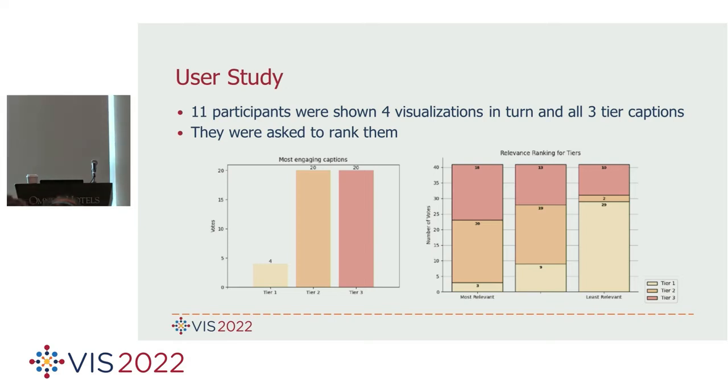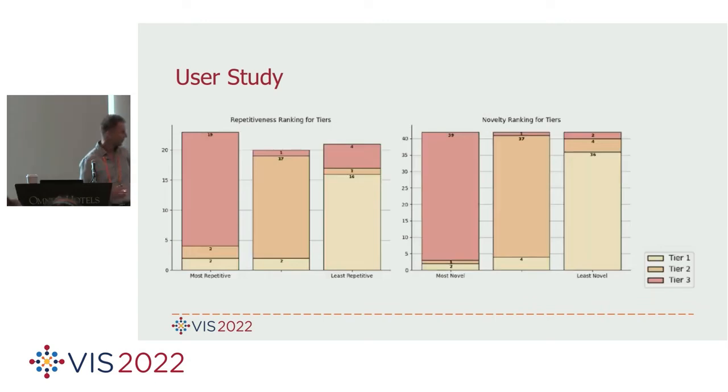Tier 2, 3, all rank the same. In terms of the relevance, tier 2 and tier 3 were almost the same too, in terms of what it gave out to the data, I guess. And then 2 more we did on the repetitiveness. So of course the last tier was more repetitive because it was more text, right? Okay. And then novelty ranking, tier 3 won again because it did give more novel information out, right? So that was good, right?